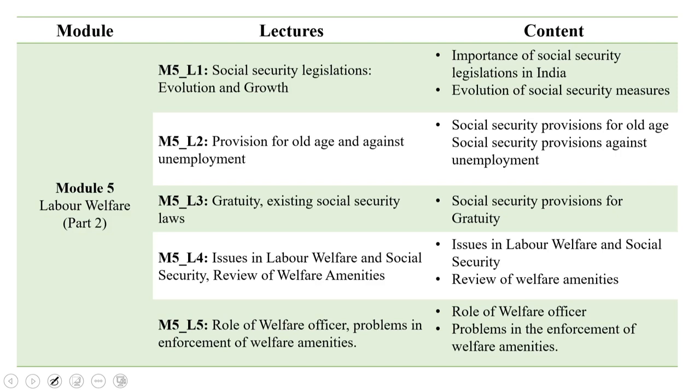In module 5, we looked into the second part of labor welfare. In the first lecture, we looked into the social security legislation, specifically the evolution and growth. We looked into the 1923 Workmen's Compensation Act, if you recollect, the Employees' State Insurance Act, the Maternity Benefits Act, the Workers' Provident Fund Act, the Gratuity Act of 1972, and even the Maternity Benefit Amendment Act 2017. So the evolution of these acts was critically examined in the first lecture.